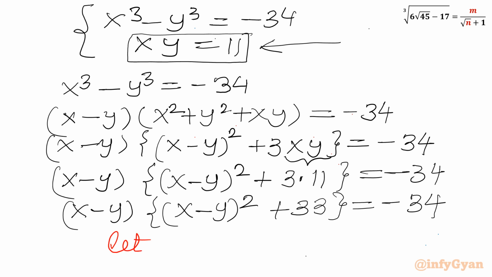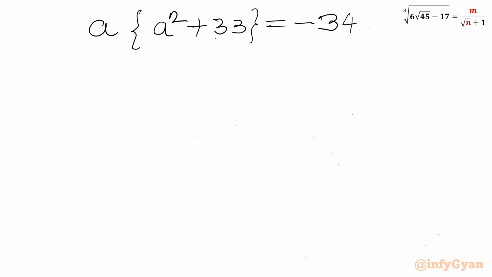Now it's time of substitution. So I will consider x minus y equal to a. So our equation will convert into variable a times a square plus 33 equal to minus 34. A times a square plus 33 equal to minus 34. Let's simplify LHS. A cube plus 33a. And if I will take minus 34 to the left side, then it would be plus 34 equal to 0. Now this is one cubic equation.